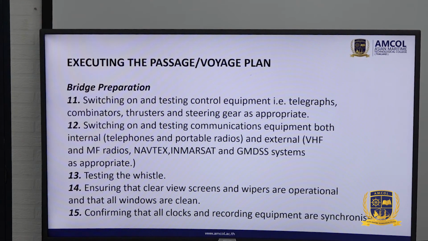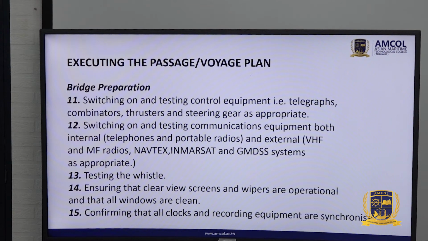Switching on the telegraph. So basically this is something like, you can say, a pre-arrival or pre-departure checklist covering all aspects. GMDSS equipment becomes important. You have to do your self-test and external test every 3 months. The ship's whistle has to be tested, but remember, exercise caution, only a short blast. Clear view screens, yes, very important component of the bridge in case of bad weather or rain.